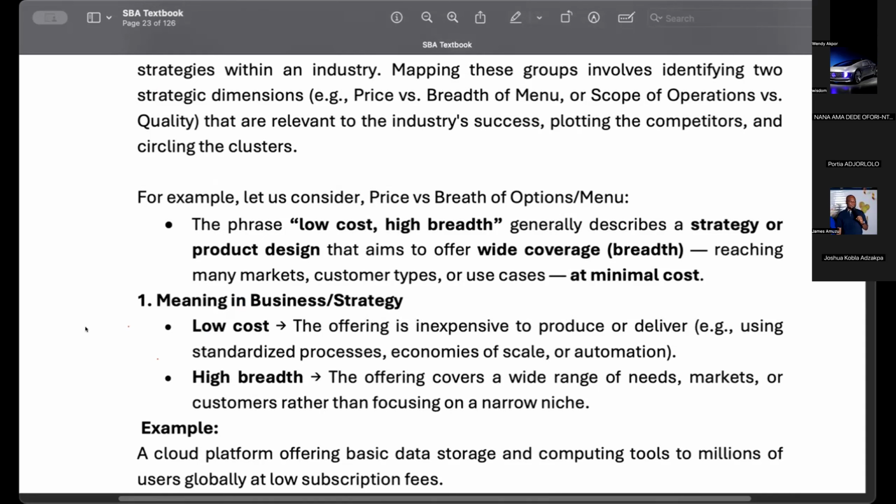So, for example, in business, low cost is offering something inexpensive. It's quite inexpensive to produce or deliver because it can be automated, with economies of scale and standardized processes. So producing that thing doesn't cost that much. Hybrid means that we can offer what has been produced to a large number of people rather than focusing on a small niche.